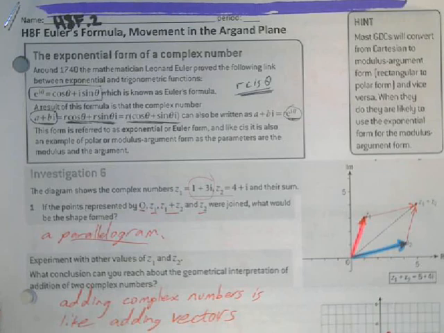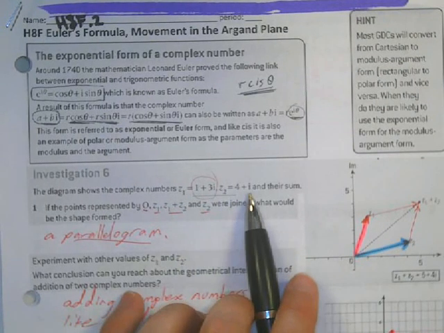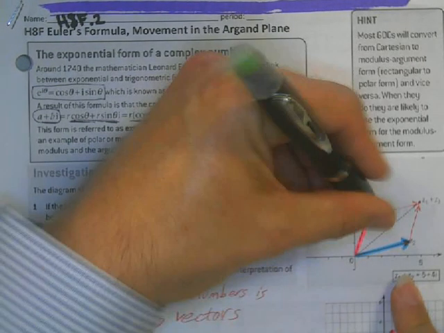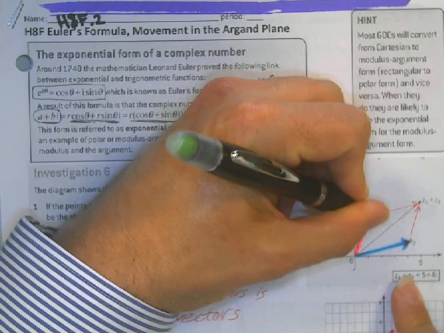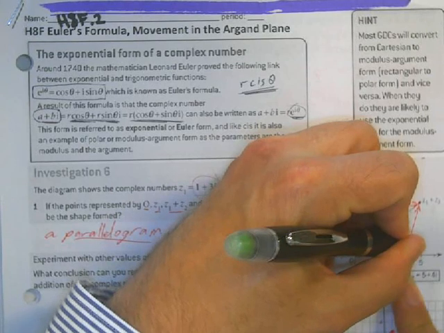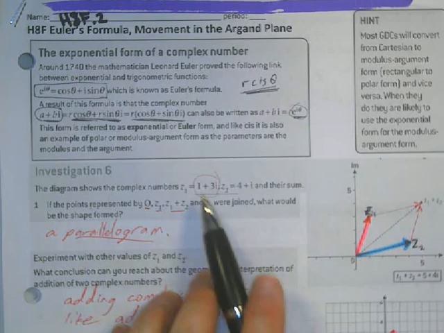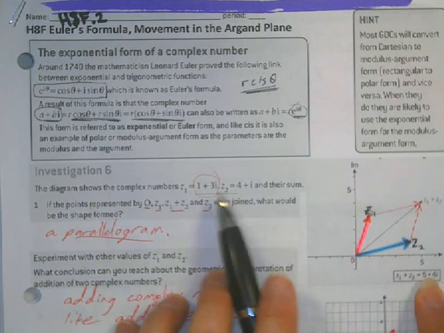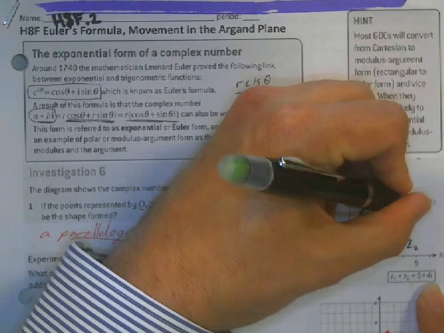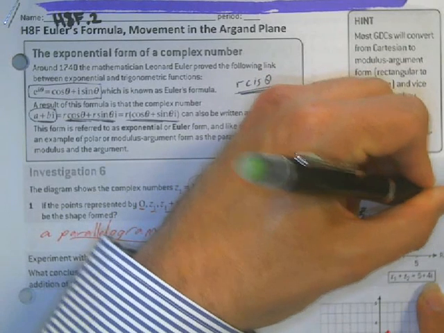Okay, so same thing here. I have 1 plus 3i and 4 plus i. So this is z1, and this right here is z2. And if I add these together, I'm going to get 1 plus 4, which is going to give me 5, and 3i plus i is going to give me 4i. And so I can plot this here, z1 plus z2.